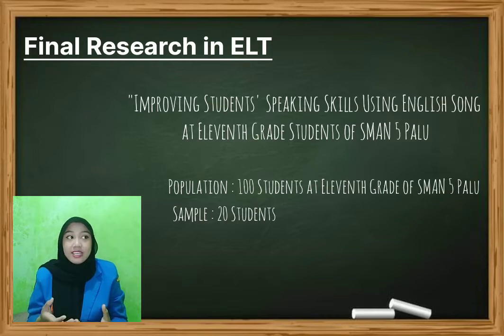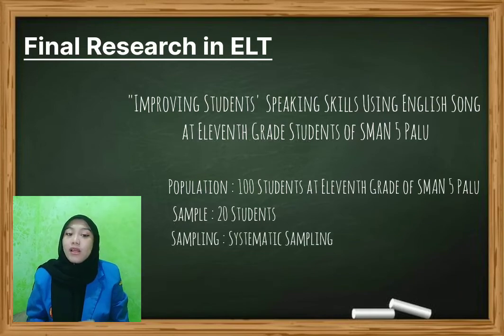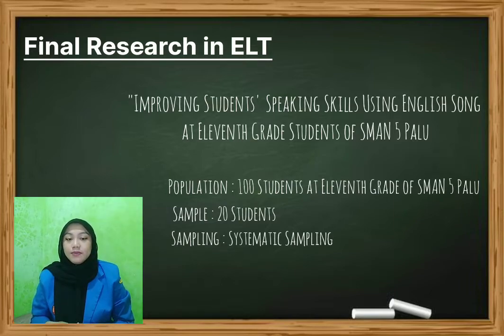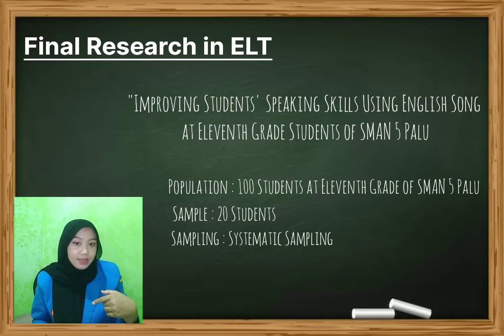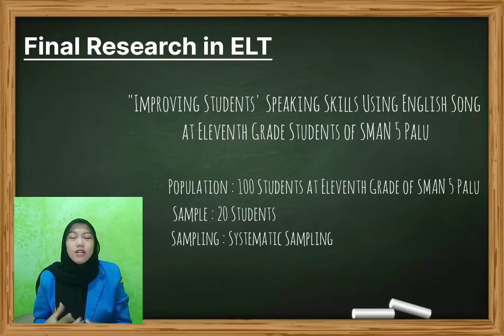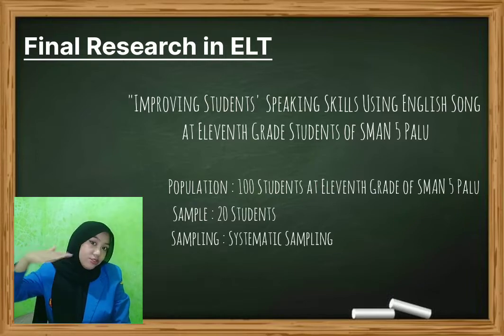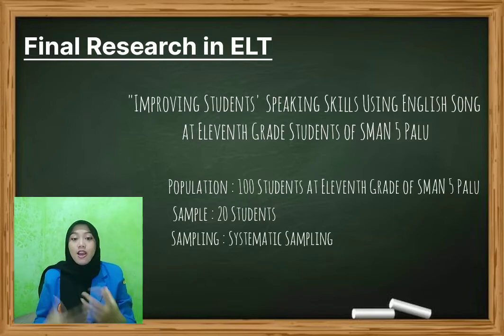So to select 20 people, I use systematic sampling. Systematic sampling is a technique in which each member from the population is listed by number and individuals are chosen at regular intervals. Okay, let's see how to use systematic sampling in this research.